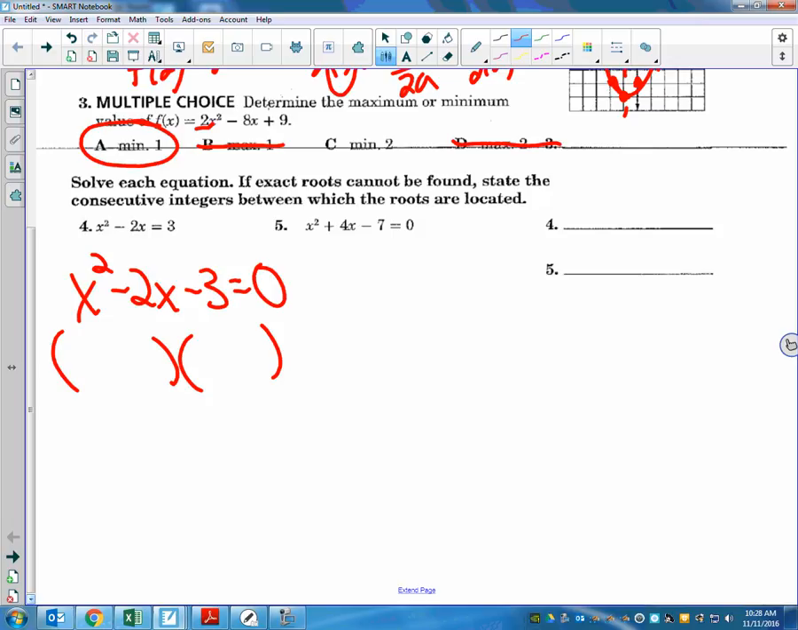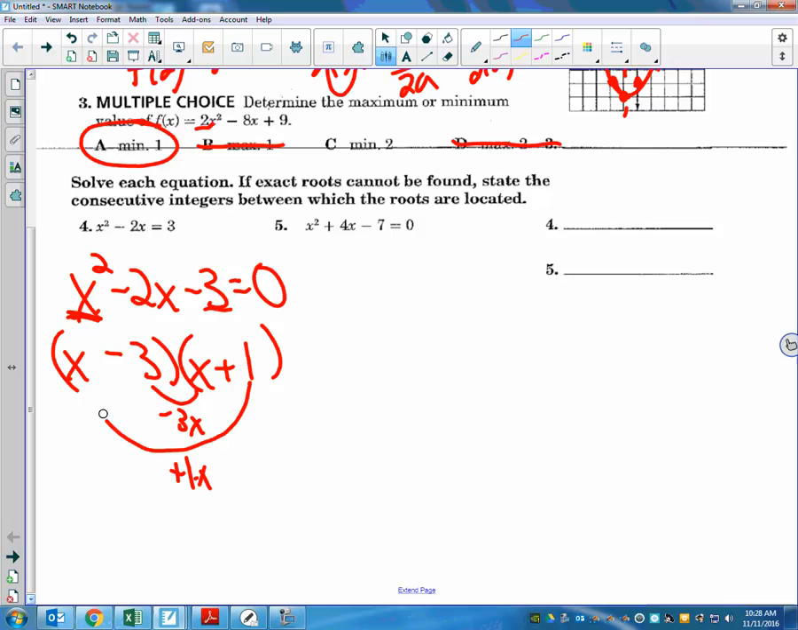Right? If I try to factor this, what multiplies to give me x squared is just x and x. What multiplies to give me 3 is only 3 and 1. And can I put those together to get the negative 2 in the middle? I would need a negative 3x and a positive 1x. So the 3 has to be negative. The 1 has to be positive. Or what multiplies to give me 3, that subtracts to give me negative 2.